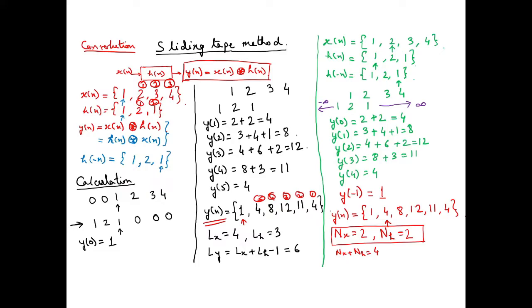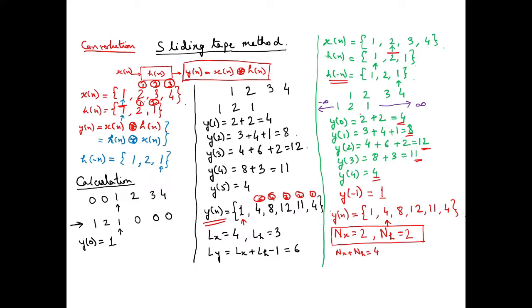Now you would say, why should I believe you, sir? That is justified. Let us take this example where I have moved this pivot to the second point. Initially the pivot was on the first point at 1. However, now I have moved it to 2. So again, I have calculated HN. Now, if you see Y0, it is 4, 8, 12, 11, 4.